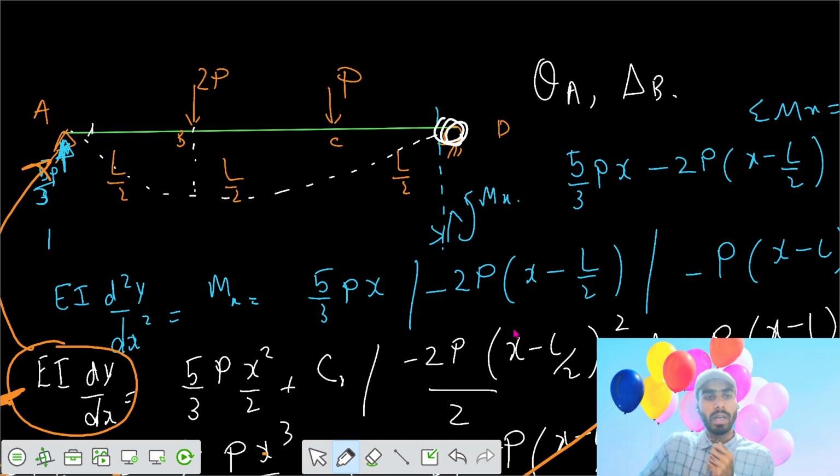Based on the loadings, we can say that delta is increasing here from 0 to some value of delta at B, and here it's also increasing to delta C. Because of these loadings, we can think that delta would be maximum somewhere in this span. In this range, the possibility of delta being maximum is here in the span BC.